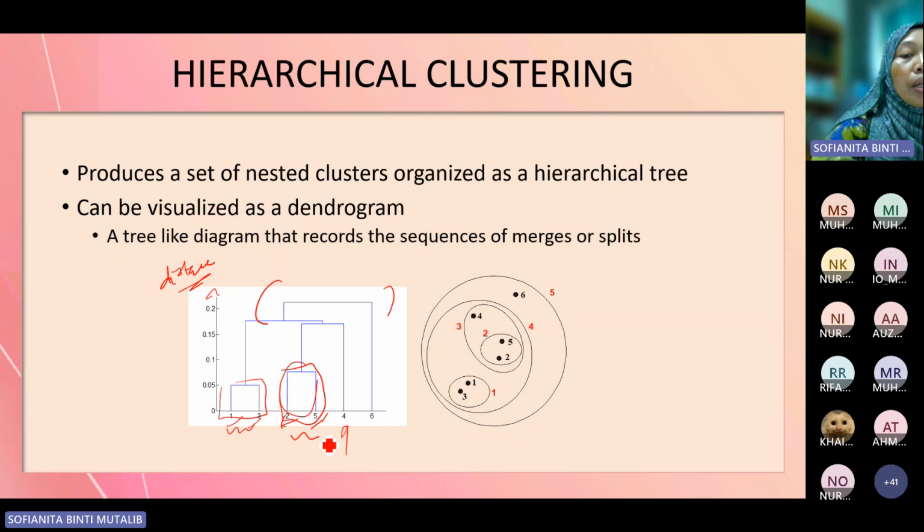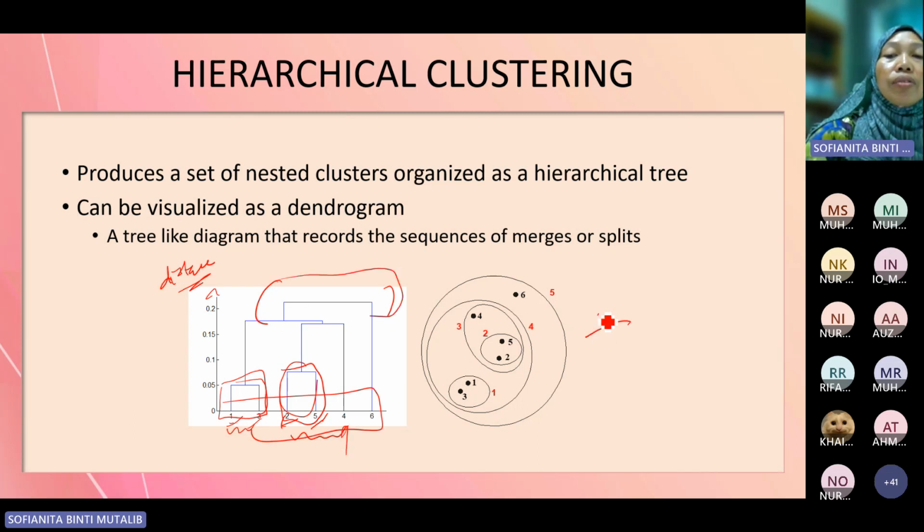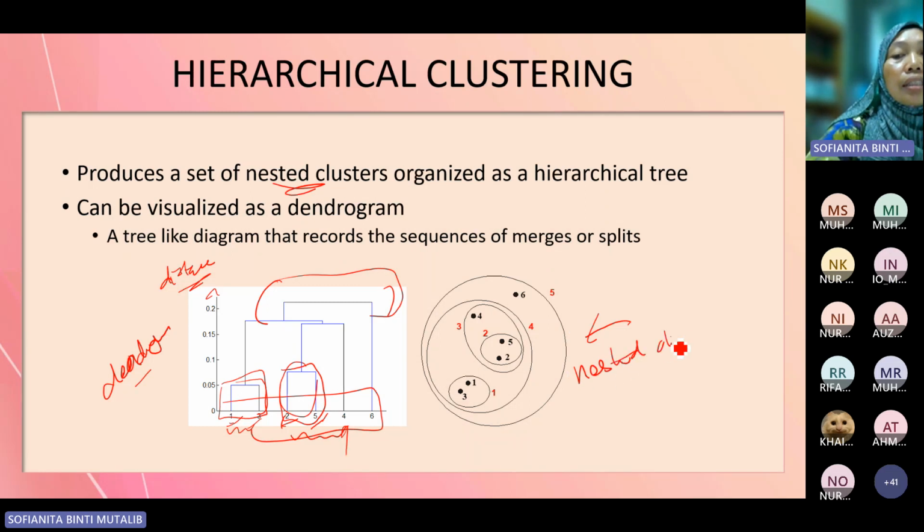And then this is becoming one cluster and it will merge with this previous cluster, and until the end all of the clusters belong to one. Okay, so this is what we call the dendrogram. And this is what we call the nested cluster.